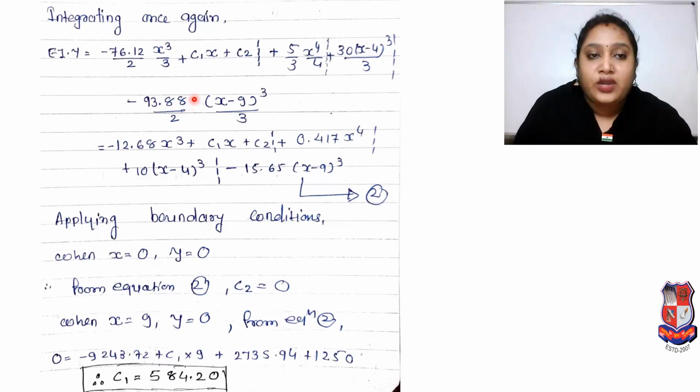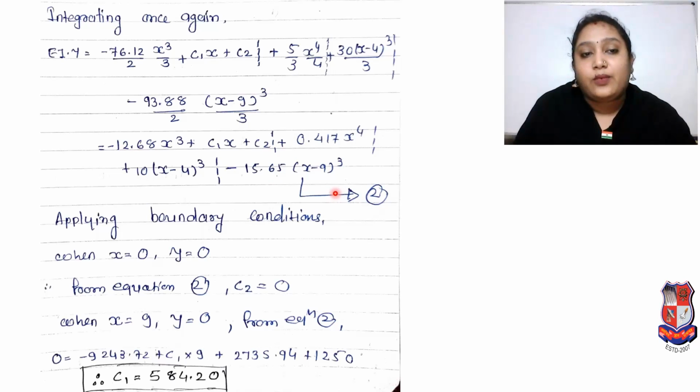minus 93.88 divided by 2, and here in x minus 9 whole raised to 3 divided by 3. Whatever power we added, that we put in that divide. Okay, so if we simplify that, then EIY will be minus 12.68x cube plus C1x plus C2 plus 0.417x raised to 4 plus 10 in bracket x minus 4 whole raised to 3 minus 15.65 in bracket x minus 9 whole raised to 3. This is our equation number 2.